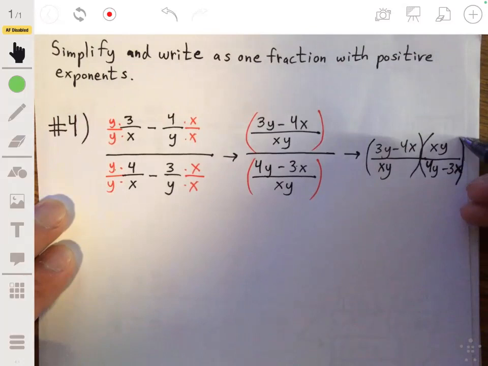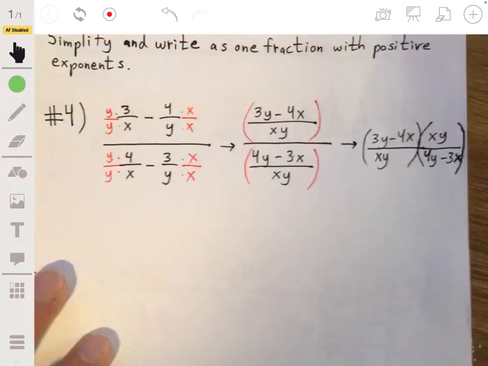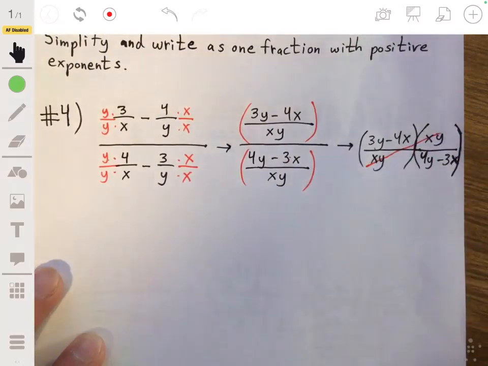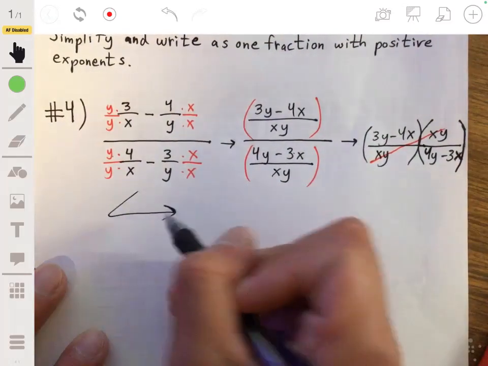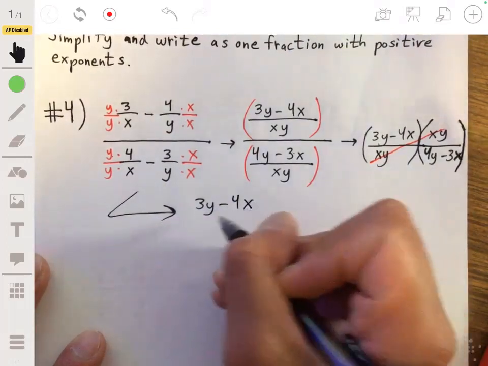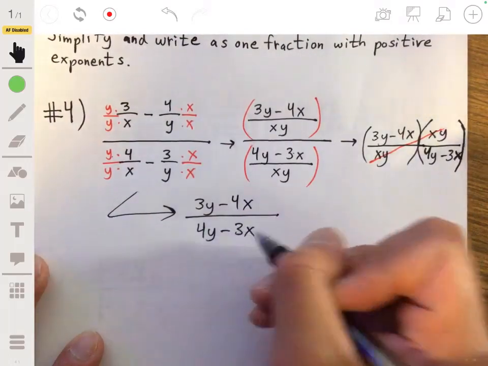I hate writing to the edge of the paper, but you can see what's going on. And then from here, you can see the xy groups will cancel. And so then all you're left with in your final answer is 3y minus 4x all over 4y minus 3x.